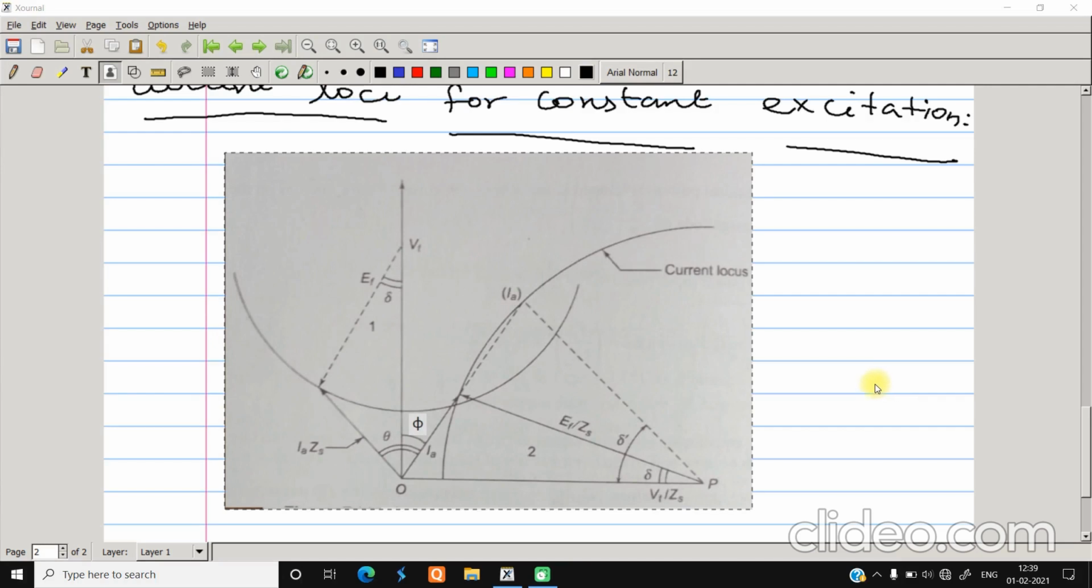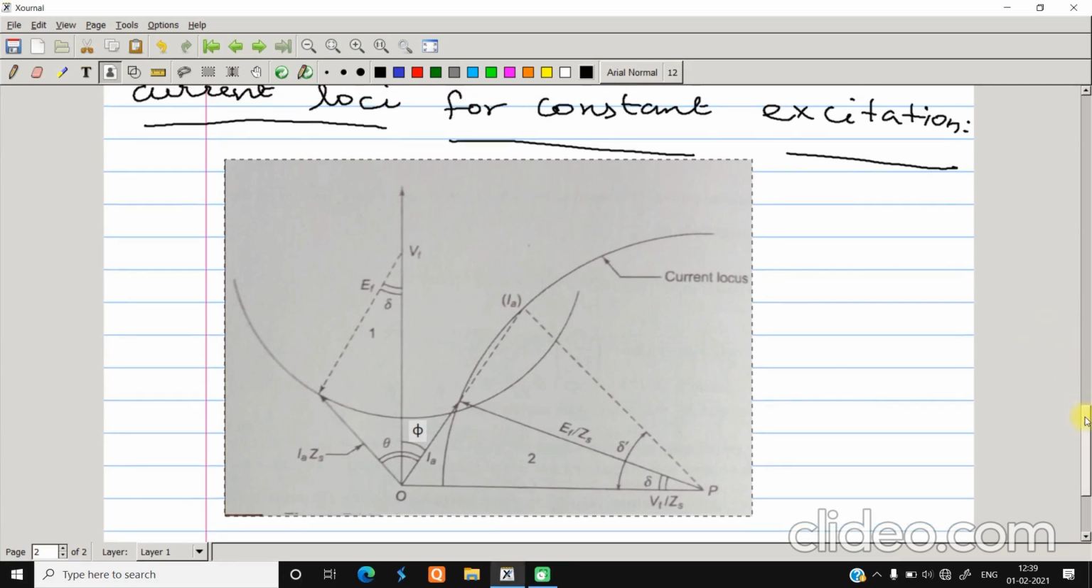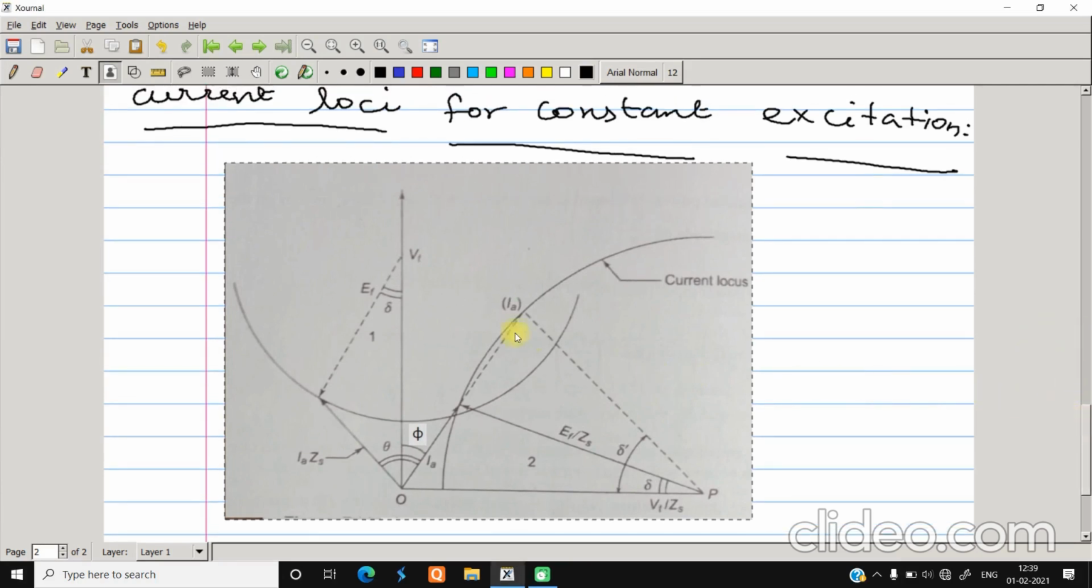Welcome to this lecture. In this video we are going to see the current locus for the constant excitation. So we will be taking the Vt as the base vector, and we will be having the constant current excitation. Since we need to have the constant excitation, the delta should be constant.